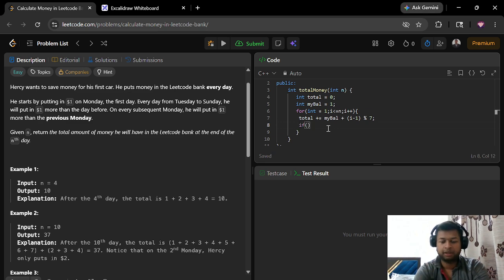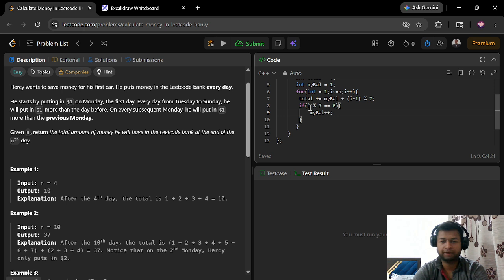And if the other condition I is divisible by 7, so what we will do, if I is divisible by 7, we will increment the my bell. So to increase, like on Monday it should be equal to 2. So if I is divisible by 7, I is equal to 7 comes here, like 7, 14, 21. So if 7 came here, so it will be 7 minus 1, 6 divided by 7, which will be equal to 0 only. So we should increment the my bell here, and at last we will return the total.